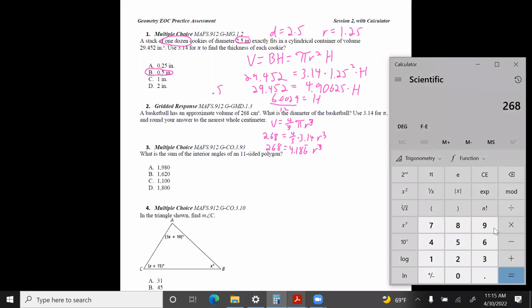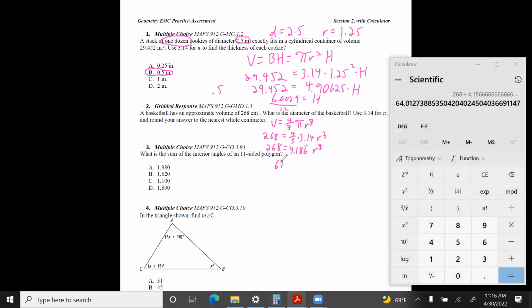So we have 268 divided by 4.186. And there's a bunch of sixes after, so I'm just going to put a couple extra so we can get closer to an exact value. So now we have 64.0127 equals r to the third.